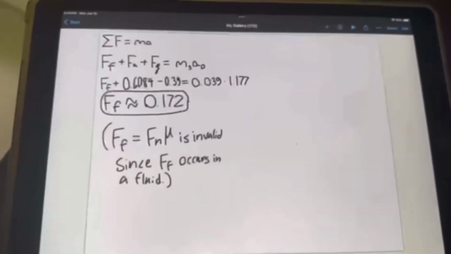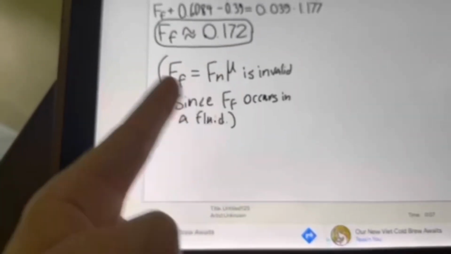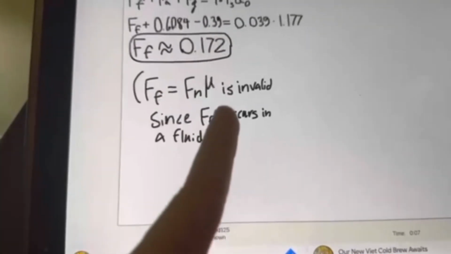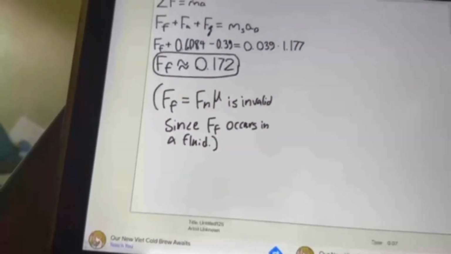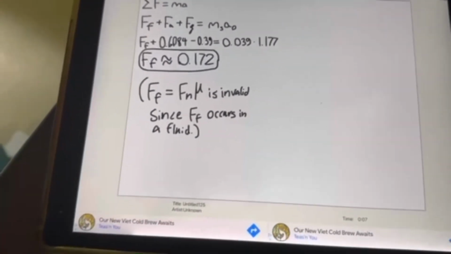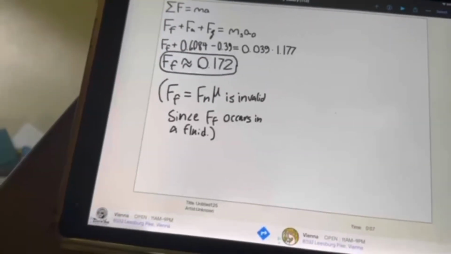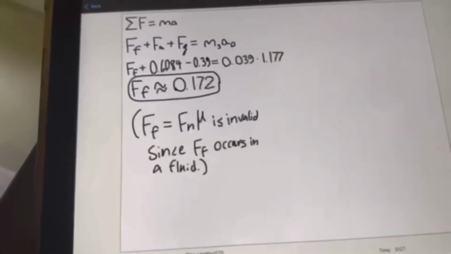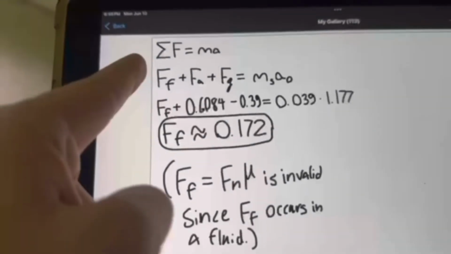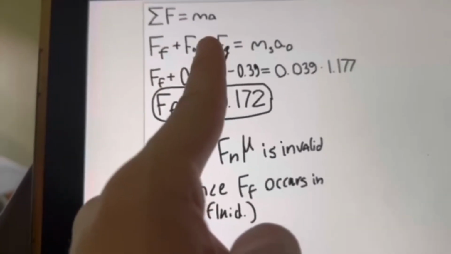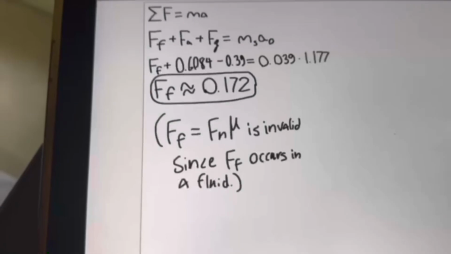Now on to the really fun part, which is actually finding the frictional force. We can't use the normal equation for the force of friction we learned this year because it's invalid, since the force of friction occurs in a fluid, meaning we would have to use drag or fluid friction in order to find it. Since I don't possess nearly enough knowledge to actually use fluid friction, and we didn't learn it this year, I instead chose to figure it out by using the net force and setting it equal to ma. So I set the force of friction added with the force applied and the force of gravity equal to the mass of the shrimp times its initial acceleration, since that's the point we're measuring the forces from.